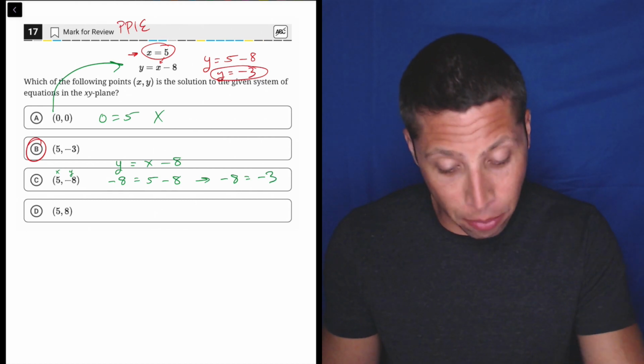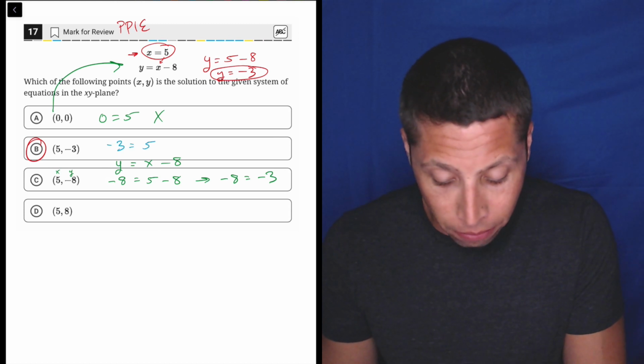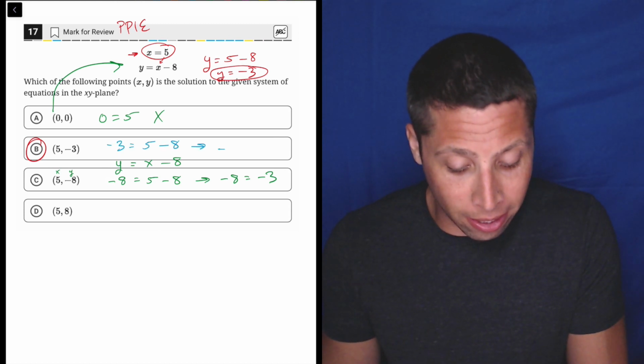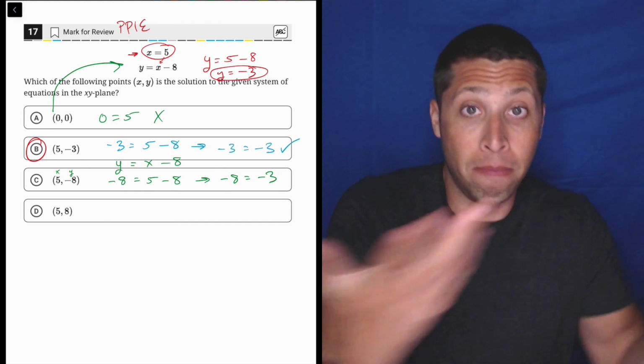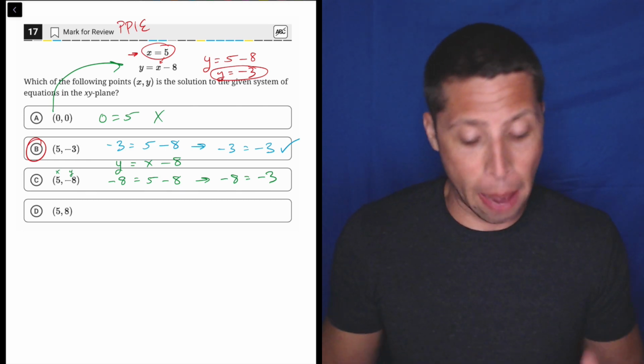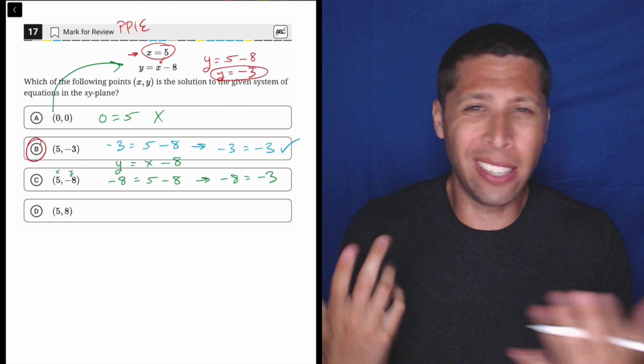Whereas if we did the exact same thing in choice B, we would get negative 3 equals 5 minus 8, so that does become negative 3 equals negative 3, which is a valid equation. So that's what we want to happen. I don't think in this case you really want to go down that route. It's just more work, right?